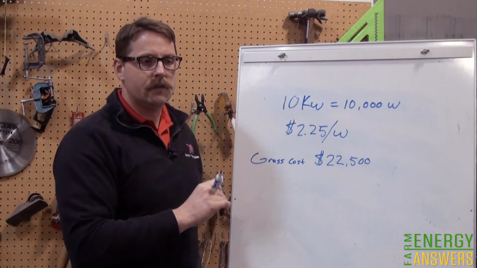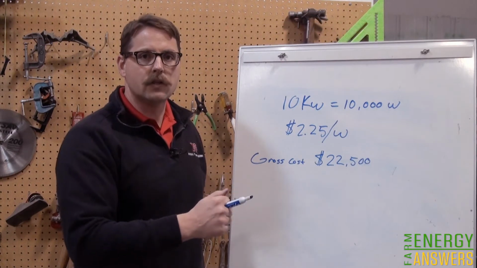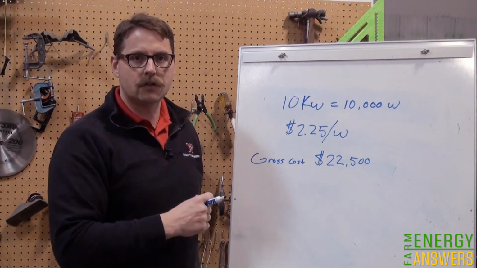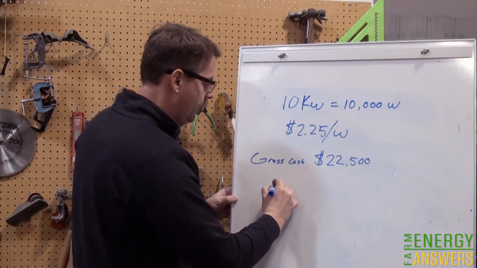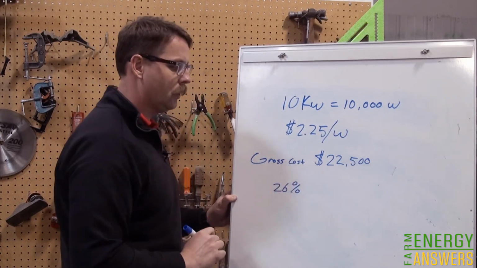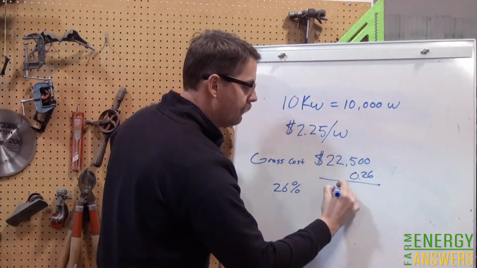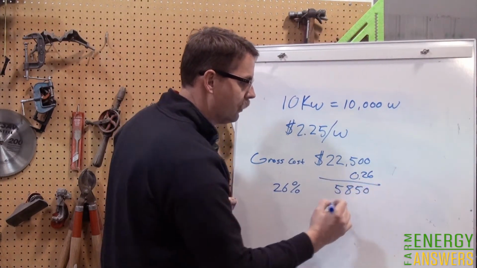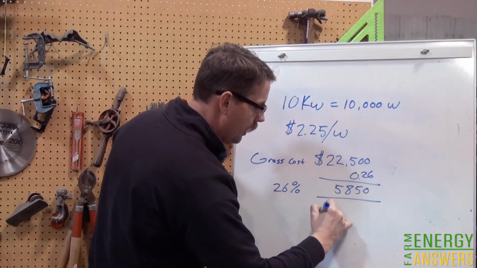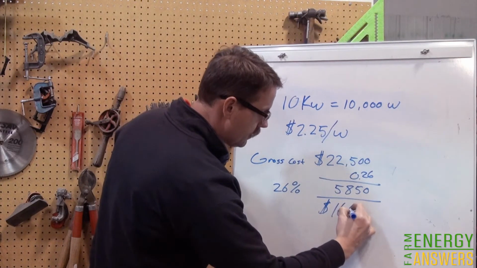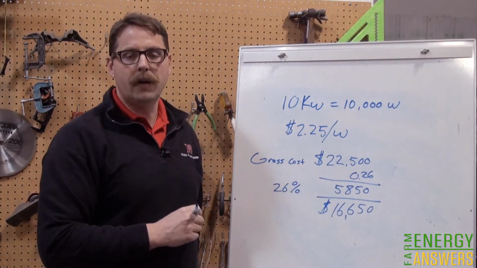We're going to have to write a check for that $22,500 to purchase that system. And then a lot of those incentives come back to us as tax credits, so we're going to apply a federal tax credit to this system. The tax credit in 2020 is 26% of the total installed cost. So we're going to multiply our $22,500 by 0.26, which gives us $5,850 as our tax credit. When we subtract that from $22,500, we get a net cost of our system of $16,650, and that's the number that we're going to use for our payback period calculation.